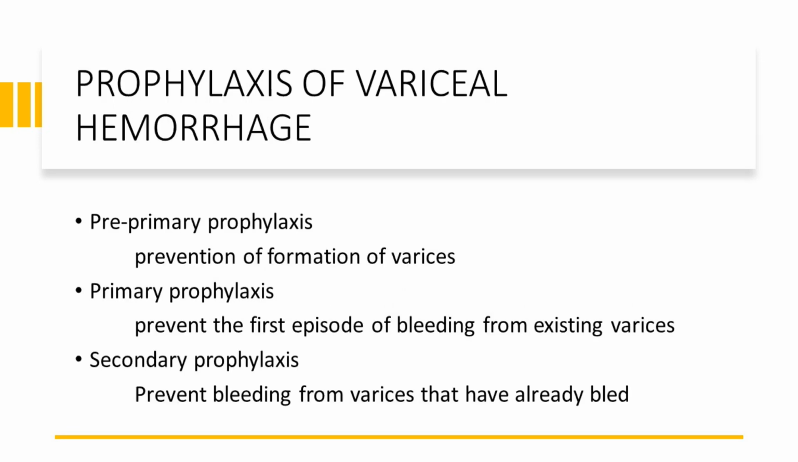Now, what about prophylaxis? Suppose you did a Doppler today, you found a cavernoma is there. How are you going to treat this portal hypertension? One is, don't allow the varices to form. There's portal hypertension, cavernoma there, but there are no varices. So don't allow the varices to form. That is known as pre-primary prophylaxis. You found the varices, but they are not bleeding. That is primary prophylaxis. And then the child has come to you with a bleed, and now you're treating. That is known as secondary prophylaxis.